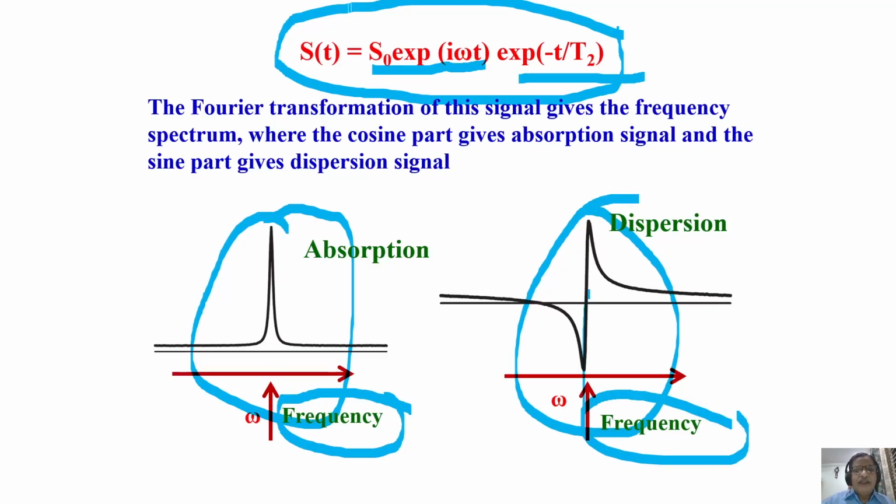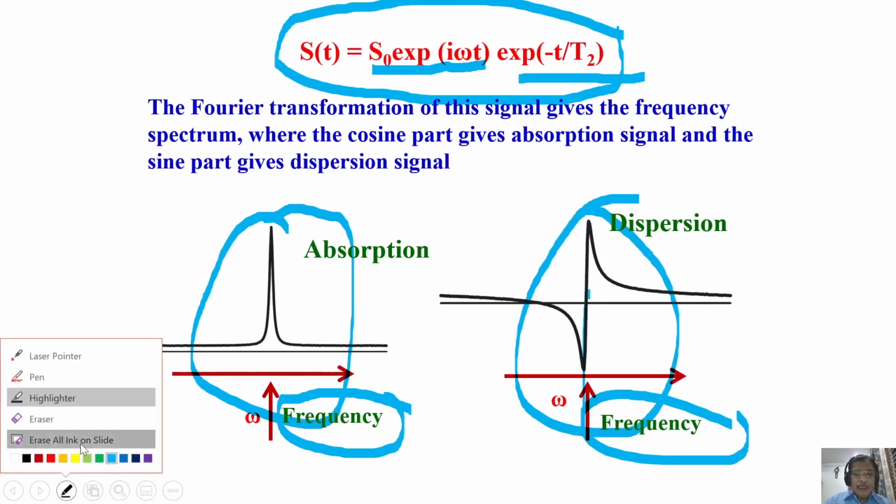Simply remember, the decaying function which you collect in NMR, when you do the Fourier transformation, you get two types of peaks. This is called the real part. This is called the imaginary part. It is called an absorptive signal. It is a dispersive signal.